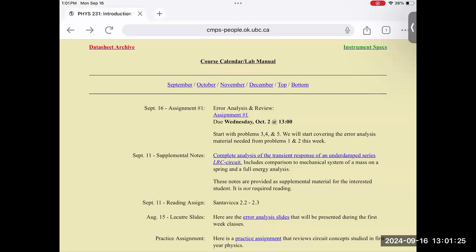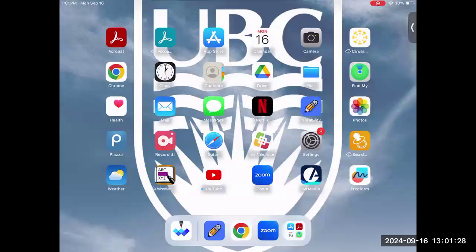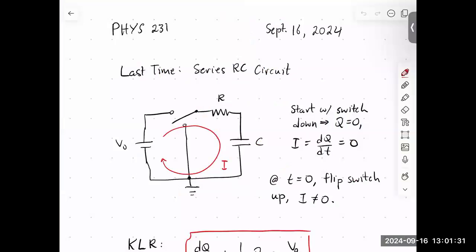Okay, good. So what I want to do today is finish off this problem that we started thinking about, the series RC circuit. We were going to start with our switch originally in the down position. I will leave it there for a long time, and that's just to ensure that the charge on the capacitor starts at 0 and the current in the circuit is initially 0. So these are going to be our initial conditions, and we're going to need them to complete our solution.